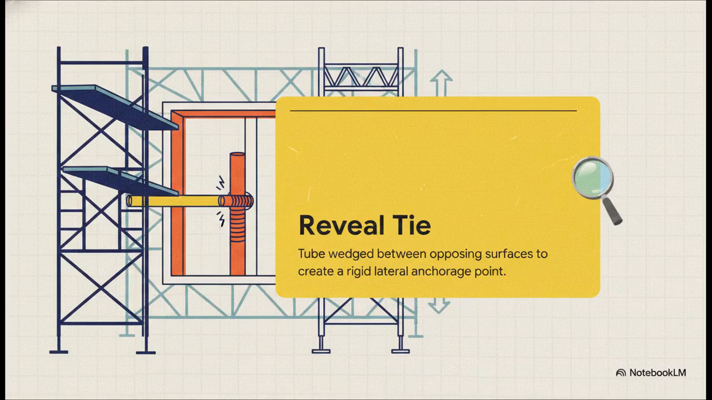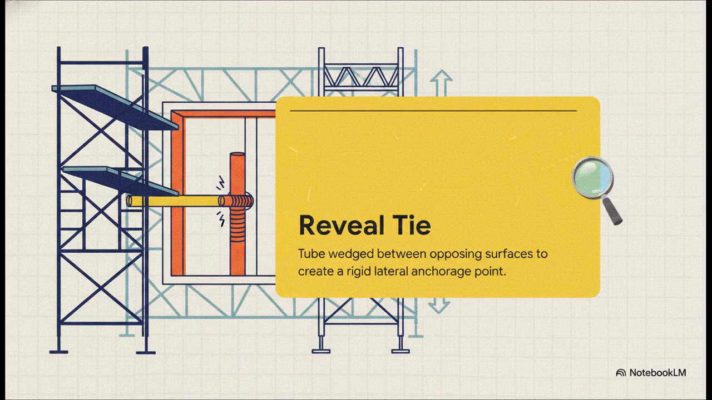Now, while a bridle gives you vertical support over a gap, a reveal tie gives you lateral stability. This is a tube that is actively jacked or wedged inside a window frame. Once it's rock solid inside that reveal, you take another tube, called a tie tube, and connect the main scaffold directly to it.